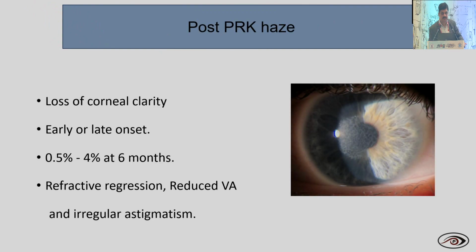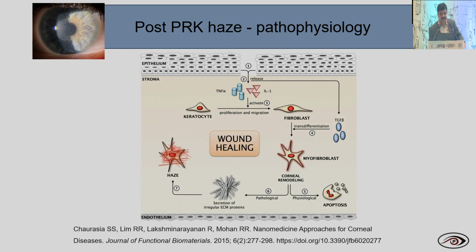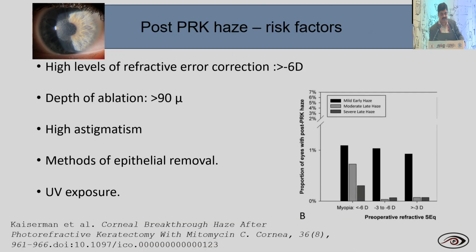The other complication you can see is PRK haze. Normally, there is a loss of corneal clarity, which is early or late onset, which can happen in around 0.5 to 4% of patients at 6 months. The patient will have refractive regression, reduced visual acuity, and it may cause irregular astigmatism. This is the pathophysiology of PRK haze. There will be fibroblasts, depending upon how the corneal remodeling happens.